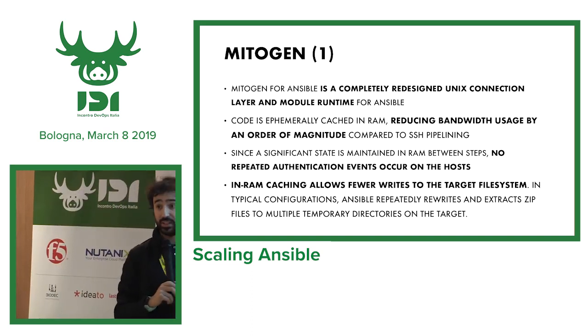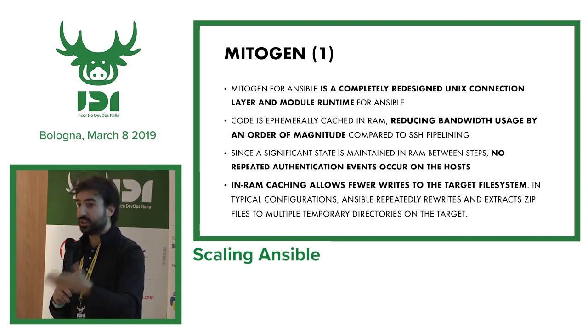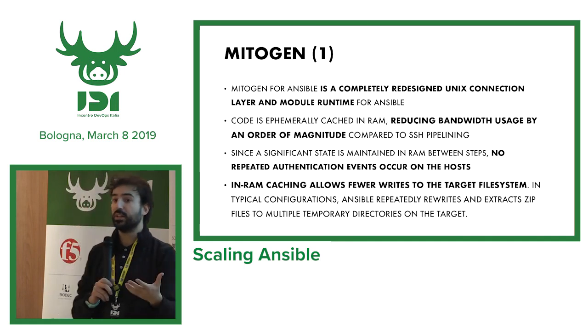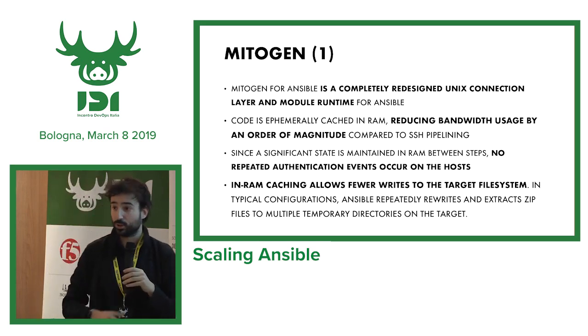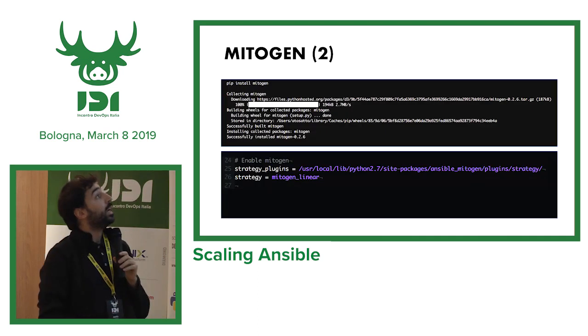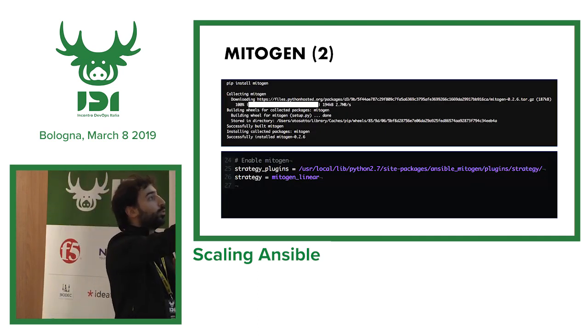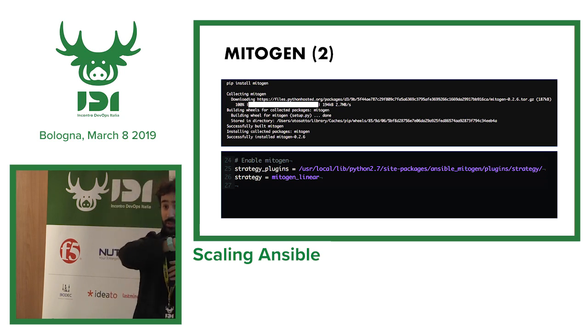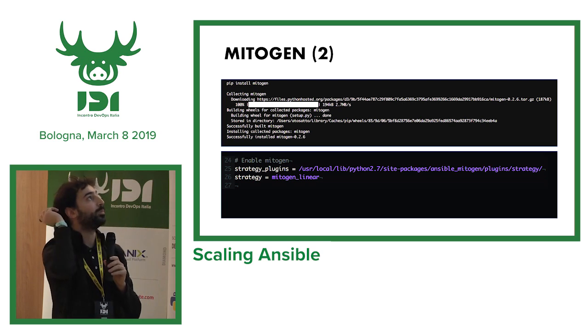In-RAM caching of everything. So if you have already copied a module to the target host, you don't copy it again. It's just in RAM, in memory, okay? If I've already copied the packages module, I don't have to copy this blob again. Okay, so in-RAM caching. This is what improves performance a lot. This is how you install Mitogen. This is how you configure it on your host in the Ansible CFG. Okay, it's not really relevant.